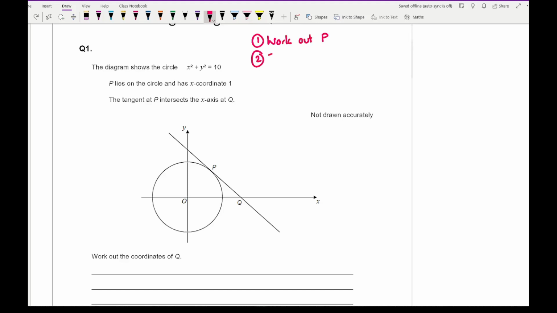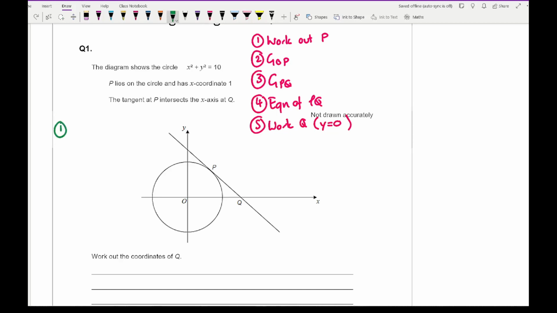I then need to work out the gradient of OP. I then need to work out the gradient of PQ because it's going to be perpendicular. Then I need to work out the equation of PQ, and then I need to work out Q. And I do that by substituting y equals 0, because for any x-axis intercept y equals 0. So let's get started on just that.